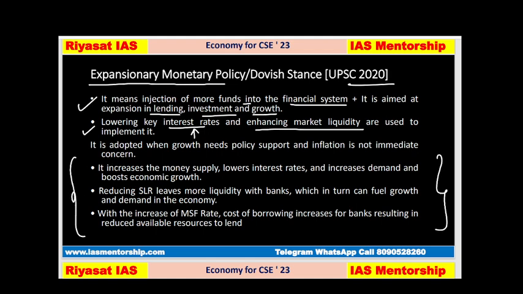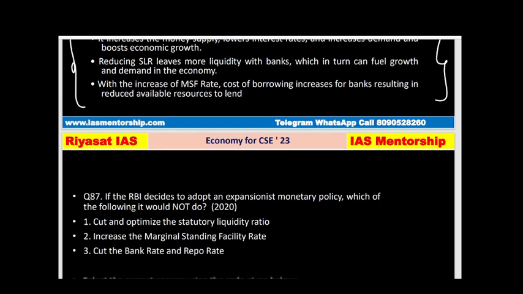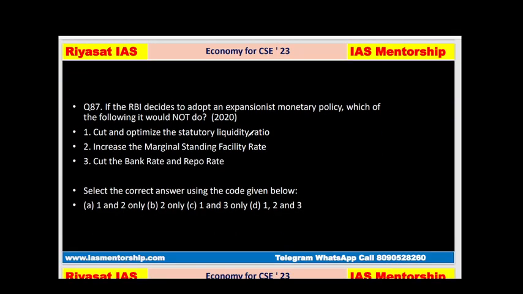It is all given here. This is also explanation of the question which I have given here. If RBI decides to adopt an expansionary monetary policy, which of the following it would not do? Expand करना है तो क्या नहीं करेगी, UPSC 2020? Cut and optimize the statutory liquidity ratio. ये करेगी क्या? नहीं करेगी कि करेगी? अगर एक्सपैंड करना है इसको तो करेगी ना.